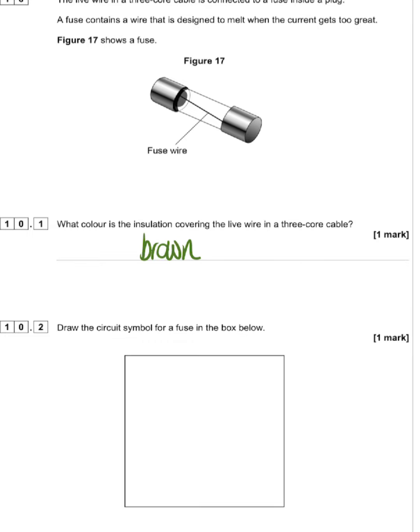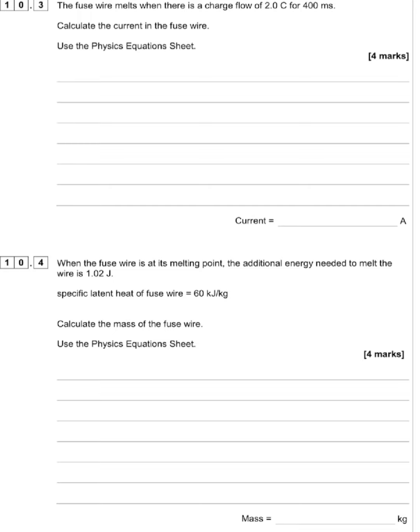Draw the circuit symbol for a fuse. A fuse is a rectangle with a line running straight through it. The fuse wire melts when there's a charge of 2 coulombs flowing for 400 milliseconds. Calculate the current in the fuse wire.